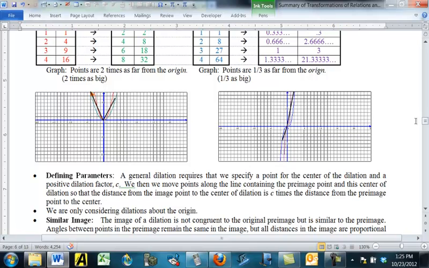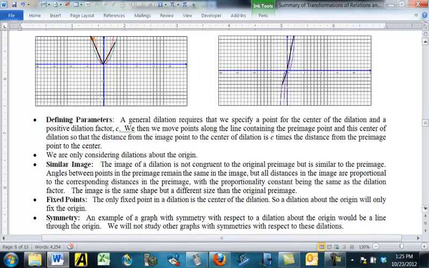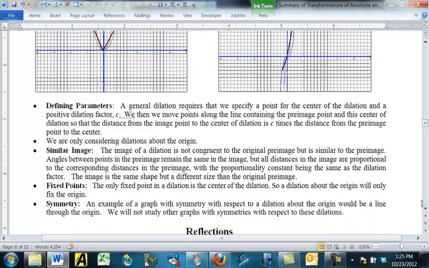So again, we're only considering dilations about the origin. It turns out that this time we don't get a congruent image, but there's not as much distortion going on as we had with just a horizontal strain or a vertical strain. Actually what happens is we get a similar image. Okay, so the image of the dilation is not congruent to the original pre-image, but it is similar to the pre-image. What does that mean?